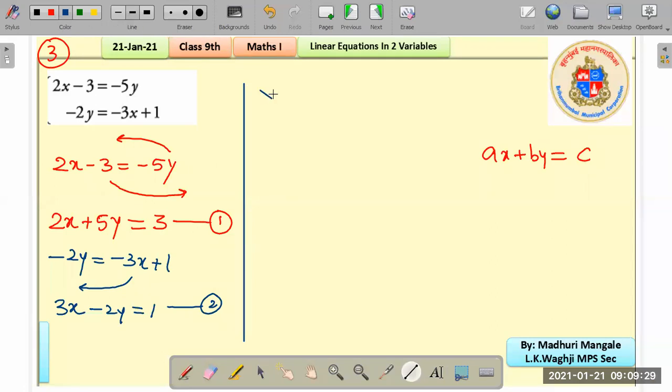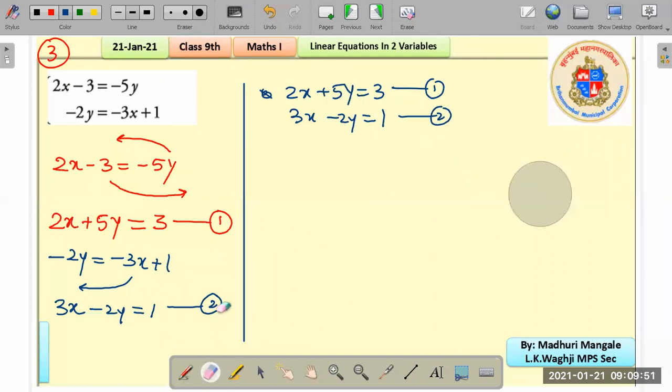The first equation is 2x plus 5y equals 3, and the second is 3x minus 2y equals 1. This is equation 1 and this is equation 2. And now we compare the x terms and the y terms. Which of the terms are same? None of them. The x terms are 2x and 3x. The y terms are 5y and minus 2y. Okay, so what should be done to make the terms same?